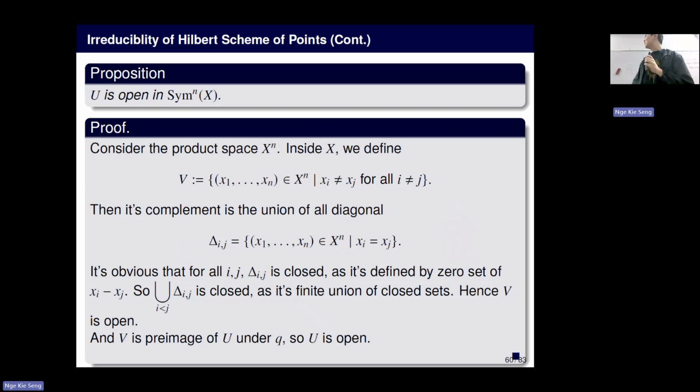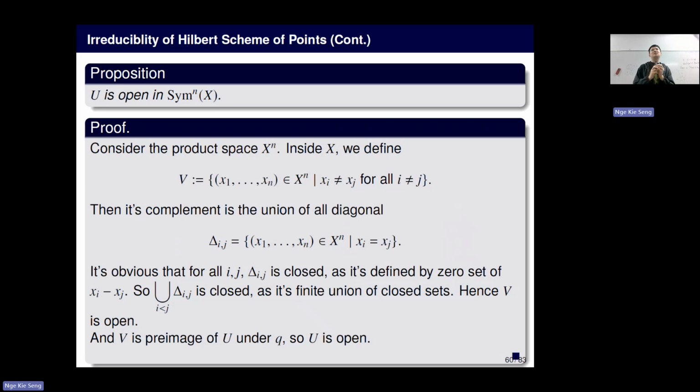And actually, I think this is quite trivial, because just consider its preimage, which is a point in X^n with xi not equal to xj for all i not equal to j. And then its complement is the union of all diagonals, which is the set of (x1, x2, ..., xn) such that xi equals xj. It can be seen that it is the zero set of xi minus xj, so it is closed, and the finite union should also be closed, and hence V is open.